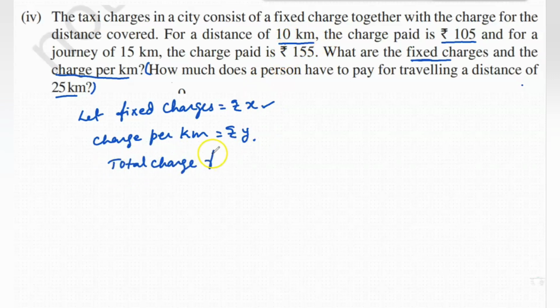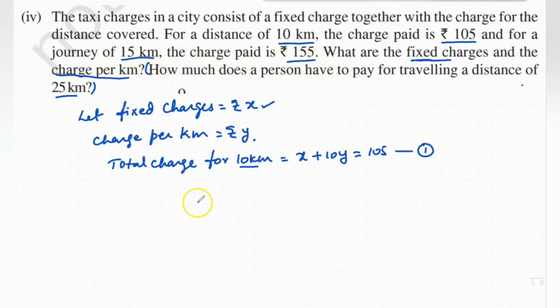So the total charge for 10 kilometers: the fixed charge x rupees plus, for every kilometer, y rupees we need to pay. So for 10 kilometers, 10y should be paid, which is given as 105 rupees. So equate it to 105. So this is your equation number 1. Similarly, see the second equation. For a journey of 15 kilometers, the charge paid is 155 rupees.